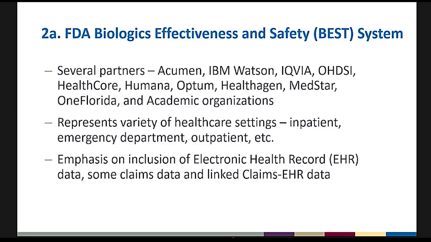Acumen, IBM Watson, and IQVIA are the main contractors, a contract research organization. But we also have large insurers involved, such as HealthCore, Humana, Optum, Healthagen, healthcare providers such as MedStar, and others. We have a large component of academic organizations represented in the system as well. Again, I just wanted to emphasize on the last bullet point, BEST includes really a focus on electronic health records. That we'll see in a minute as well.